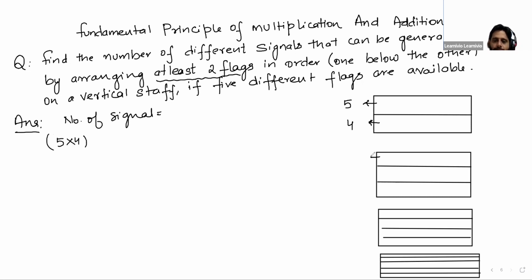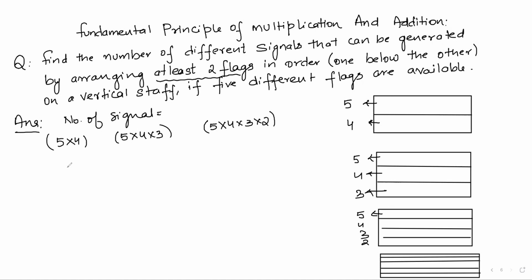Now Yusra, for the second one, can you tell me how many choices this has? 5. Very good. Next one. 4. Good. Next one, and 3. So this is 5 into 4 into 3. Next one, 5 into 4 into 3 into 2. Very good. Last one, 5 into 4 into 3 into 2 into 1. Very good. So you get this. Okay, Krishna, is this clear? Safan? Yes, sir. Okay, very good.